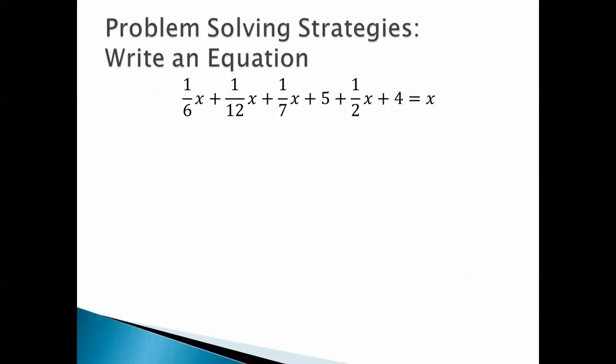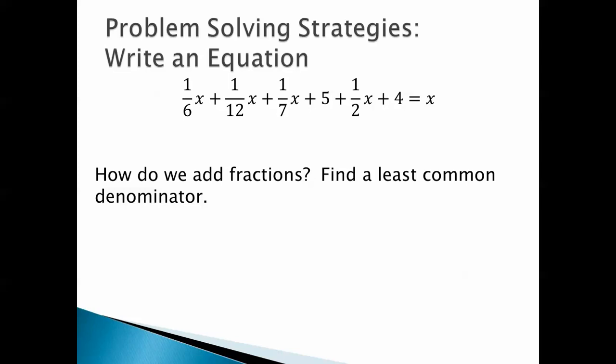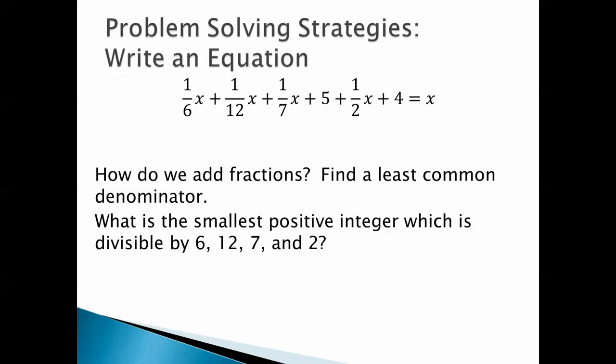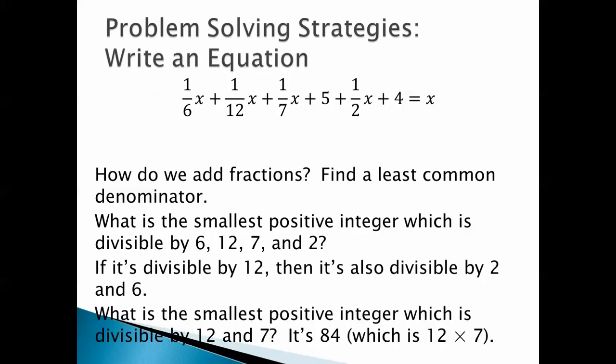Well, we remember how to add fractions. We find a least common denominator. What's the smallest positive integer which is divisible by 6, 12, 7, and 2? That'll be our least common denominator. Well, if it's divisible by 12, then it's also divisible by 6 and 2. So we can simplify it. Really, what's the smallest positive integer which is divisible by 12 and 7? Because if 12 divides it, then 6 and 2 also divide it. Turns out that's 84, which is 12 times 7, because 12 and 7 don't have any common factors.